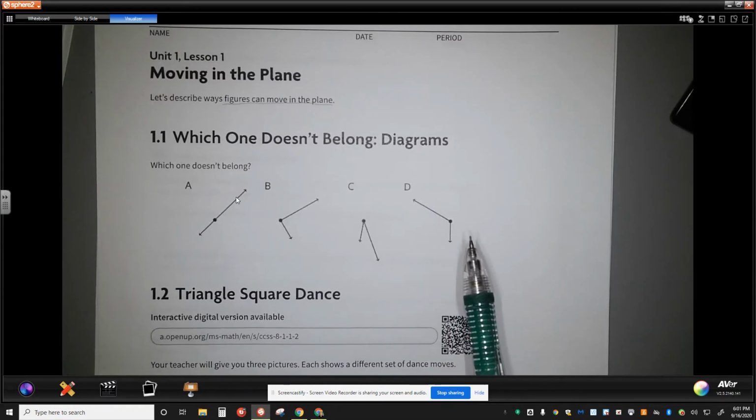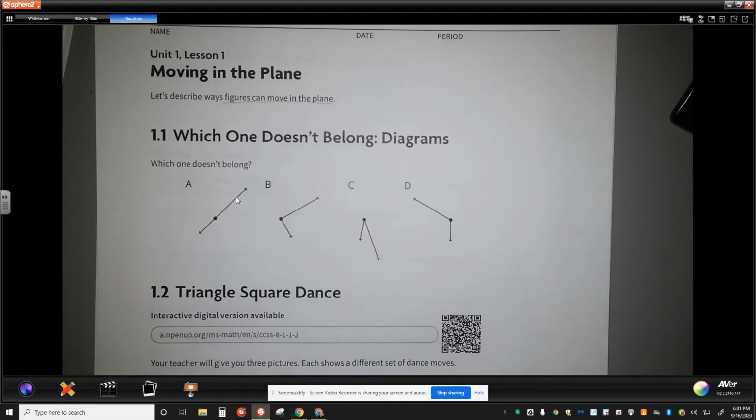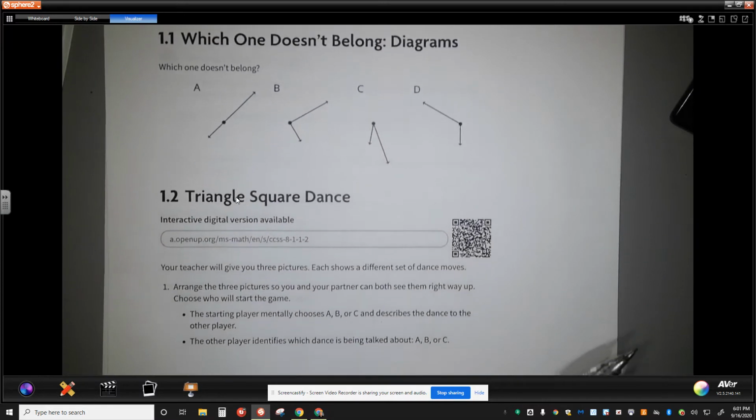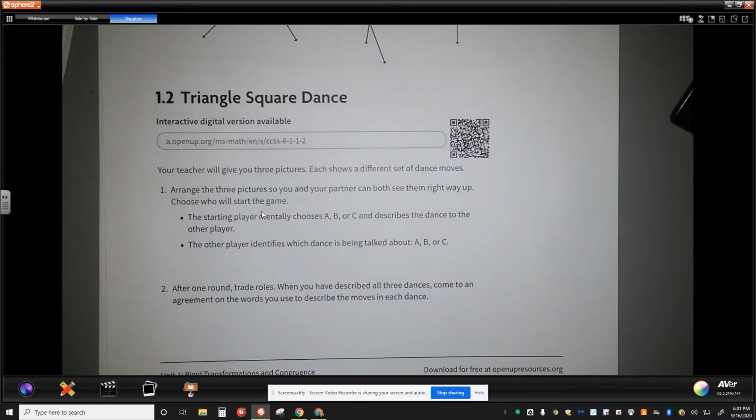The idea is that whichever one you choose to not fit, we have to have a rationale for why. Knowing how to do that and having that understanding is what is going to help carry us through this lesson. The next part of this lesson is what we call the triangle square dance.